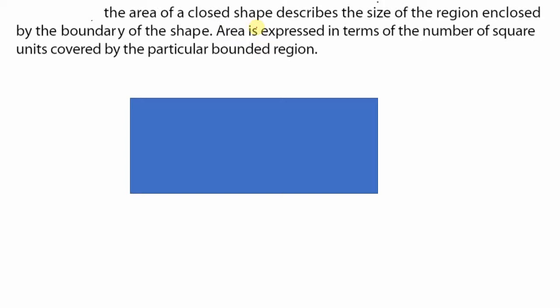The area of a closed shape describes the size of the region enclosed by the boundary of the shape. So this is the boundary, the outside lines. So we are looking at what is in fact happening inside the shape, whereas perimeter is what's happening at the outside boundary, that length. The area is about what's happening inside.